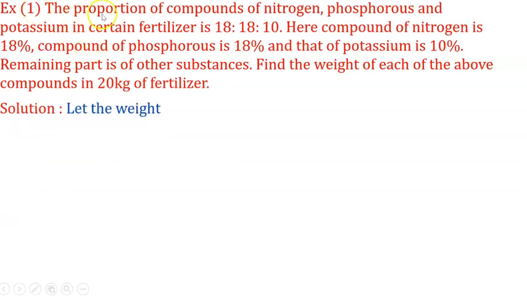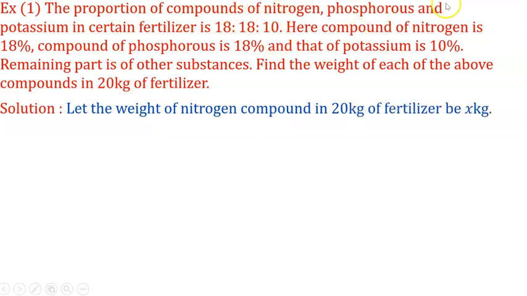Now next, first example: the proportion of compounds of nitrogen, phosphorus and potassium in a certain fertilizer is 18:18:10. Here the compound of nitrogen is 18%, the compound of phosphorus is 18%, and that of potassium is 10%. The remaining part is other substances. Find the weight of each of the above compounds in 20 kg of fertilizer.